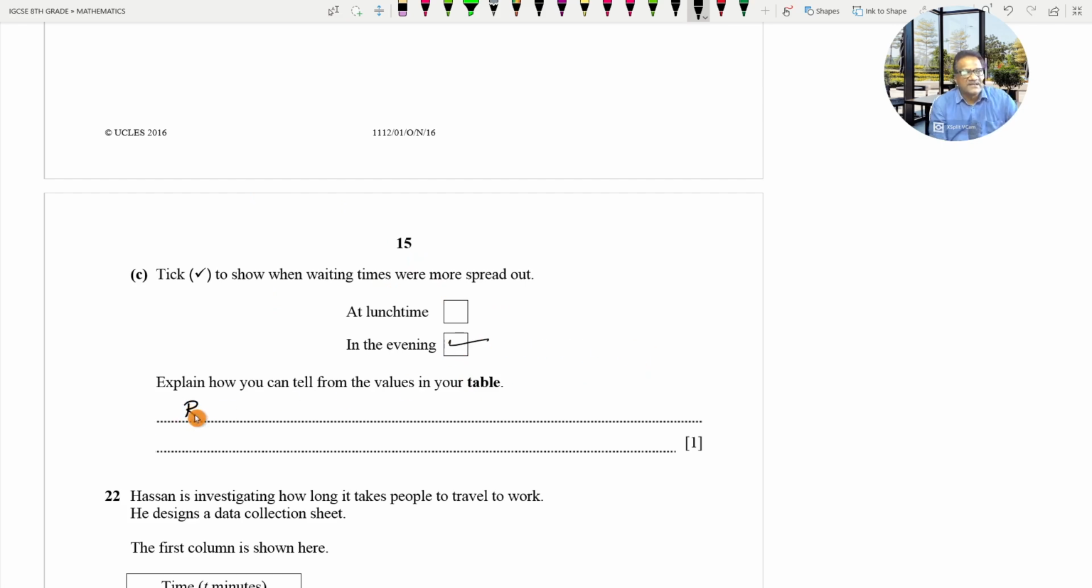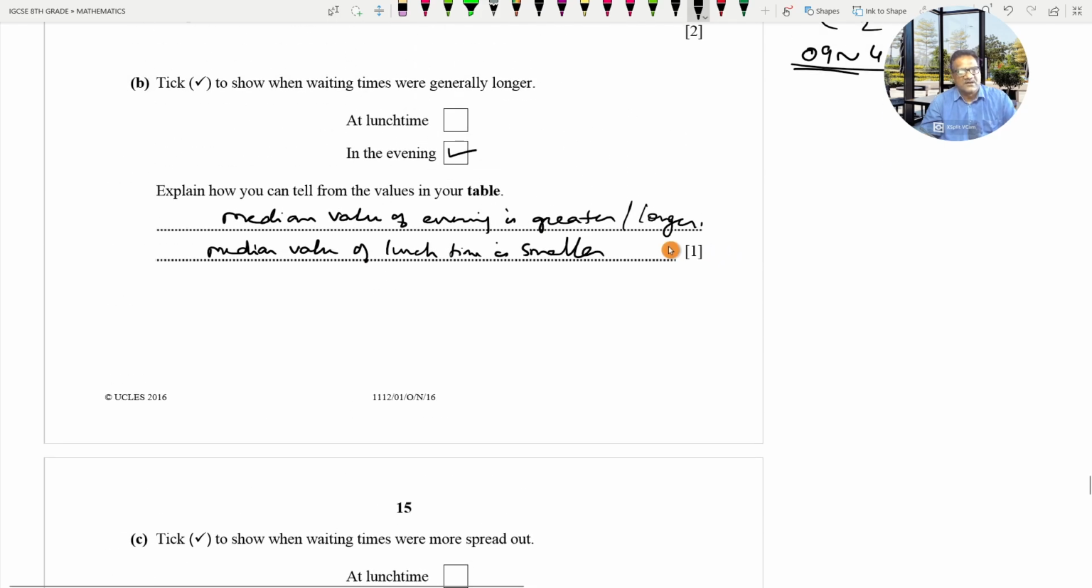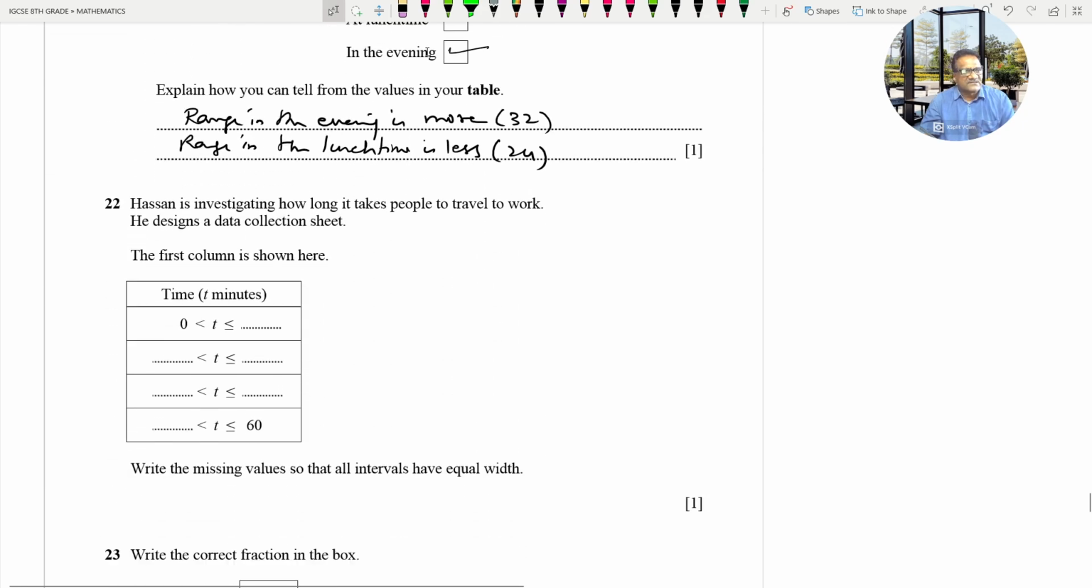Again the answer will be: the range in the evening is more, or you can say the range in the lunchtime is less. Okay, so wherever it is more I have to put the tick mark. So I put the tick mark in the evening. Hope that makes you understand the answer. Here it was 24. Here it was how much? 21 and 17, right? It was longer, 21, and here it was 17. Okay, so that completes question number 21.